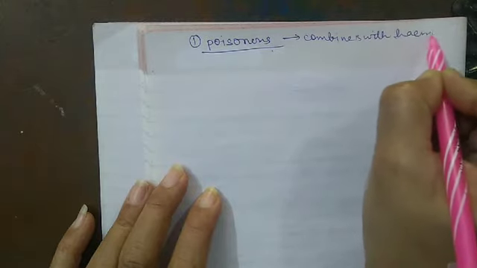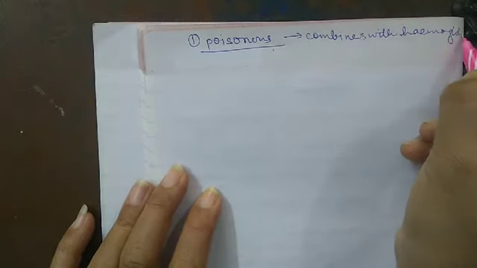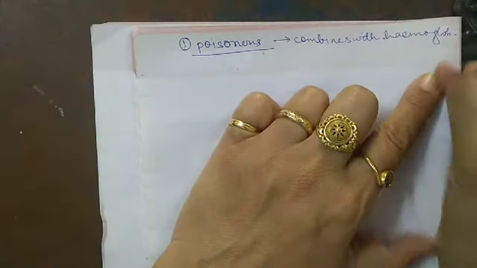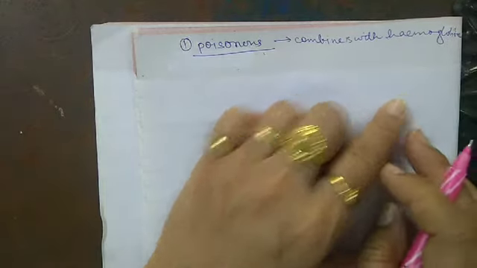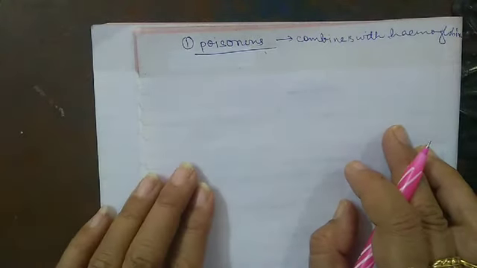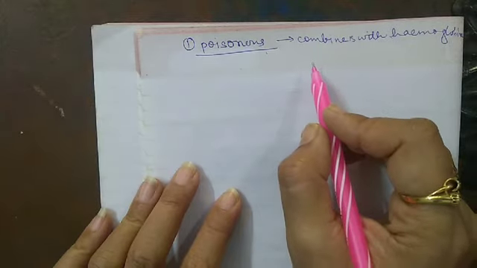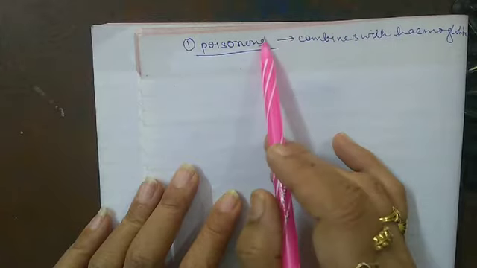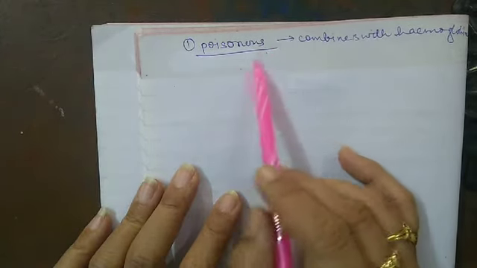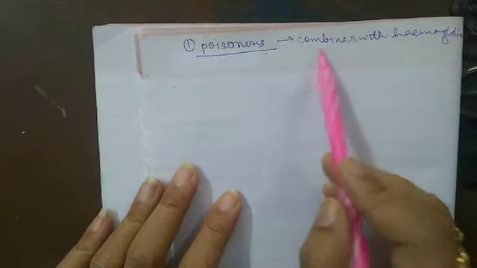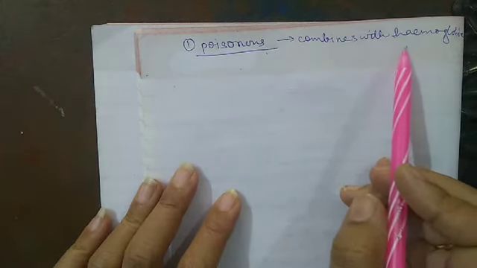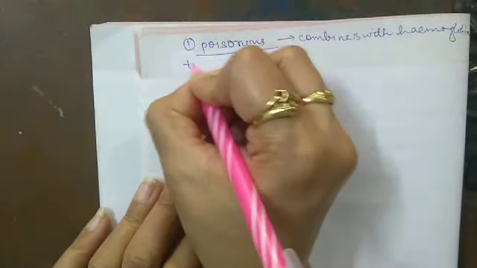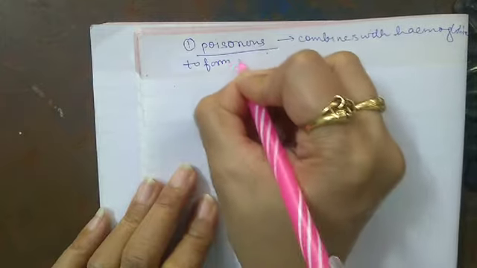It combines with hemoglobin, and we all know very well hemoglobin is a red color pigment which is present inside our body, and it is used to carry the oxygen from one part to another part. So we said that the carbon monoxide is poisonous. Why is it poisonous? Because it combines with the hemoglobin, which is a red color pigment present in our body, to form carboxyhemoglobin.